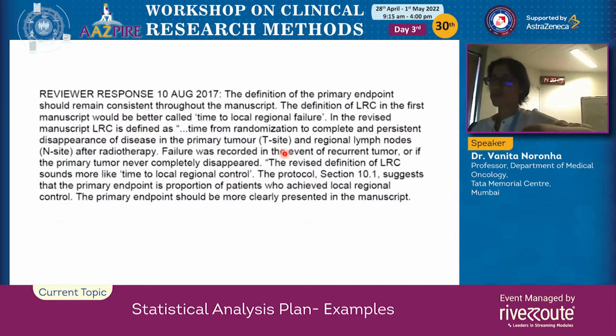Then the reviewer wrote back and said, you must be consistent. And by the way, whatever you have written in your protocol is absolutely different from what you are saying now. And this is the problem. When you write your protocol, be really, really sure what you want to be checking. I have said that failure was recorded as time to recurrence. Do you want to do time to event? Do you want to do proportion? Please be consistent and stick to what you have written in the protocol.